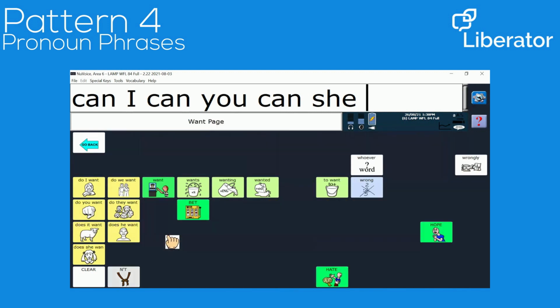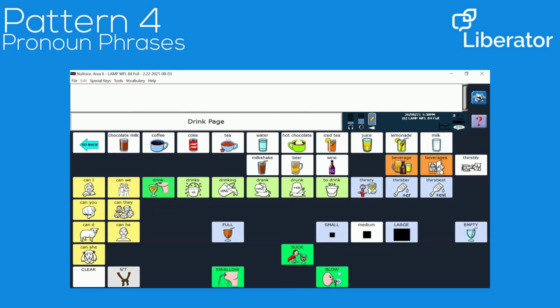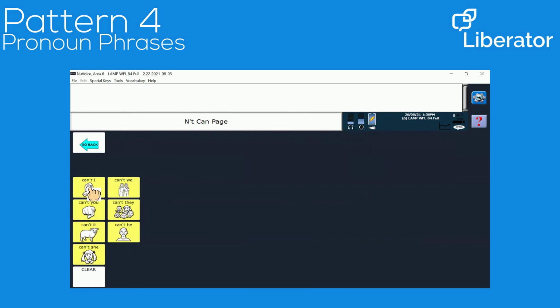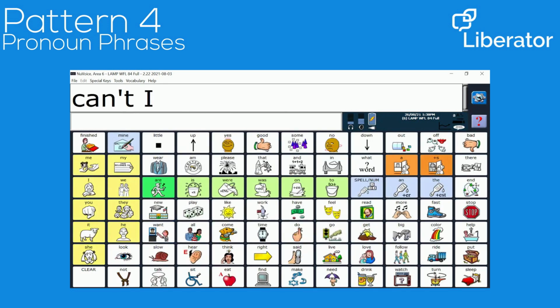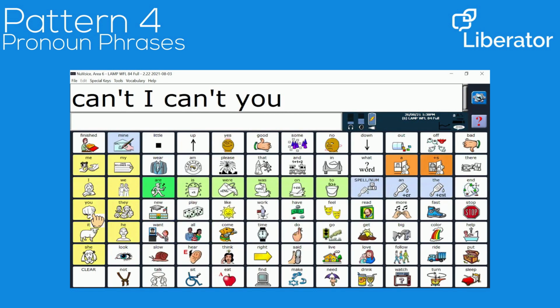For example, do I want? Do you want? And as with our declarative statements, we can make the questions negative by inserting the not button into the sequence. For example, can't I? Can't you?